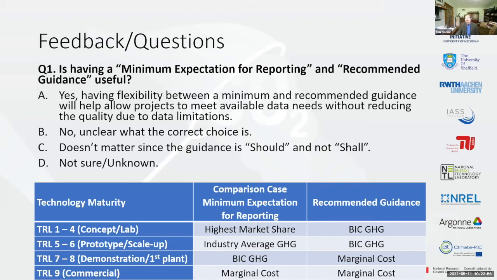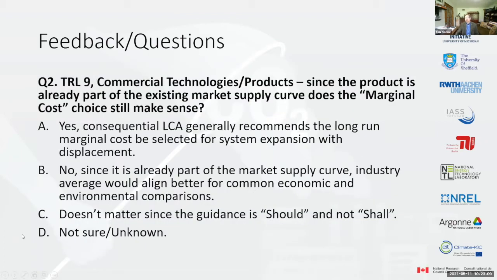Keep in mind, we will have an open Q&A immediately after the second question. So the second question to pose today is for TRL number 9, commercial technologies or products. So this is specific to commercial technologies or products. Since the product is already part of the existing market supply curve, does the marginal cost choice still make sense?